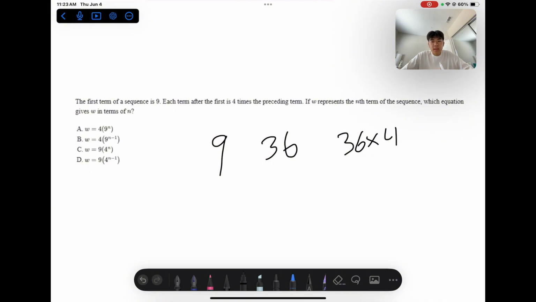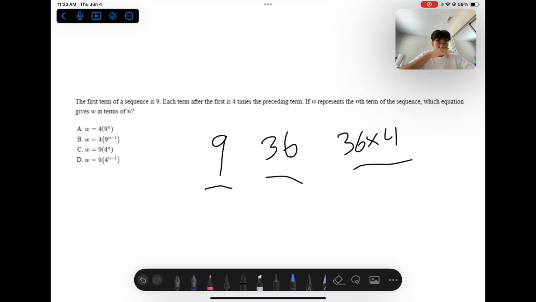Well, if you don't know the equation formula, it's okay because you could just plug in 1, 2, 3 for n, and if they give respective values of 9, 36, and 36 times 4, then that's the right answer.